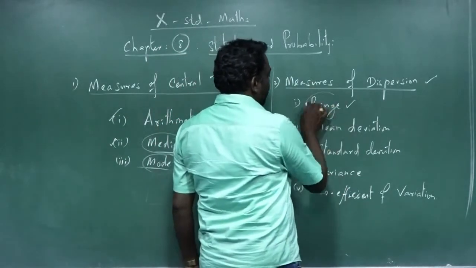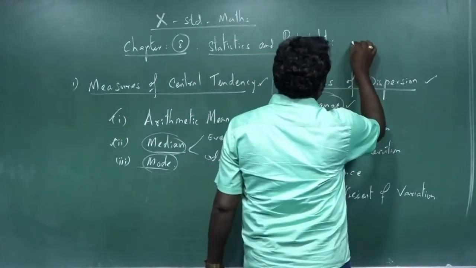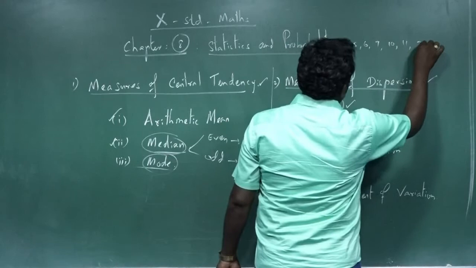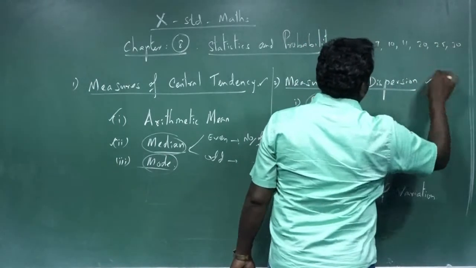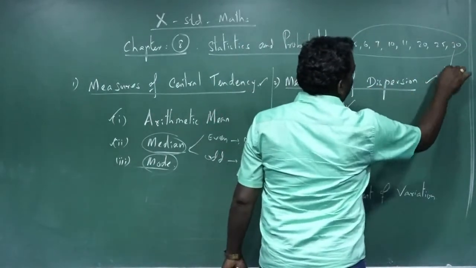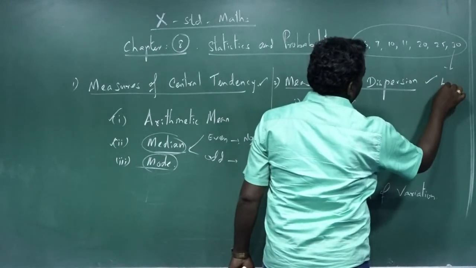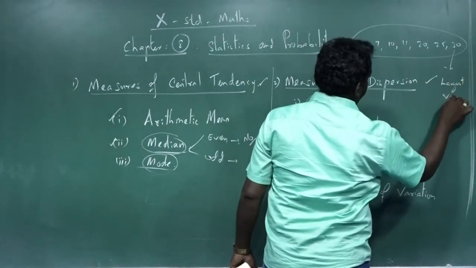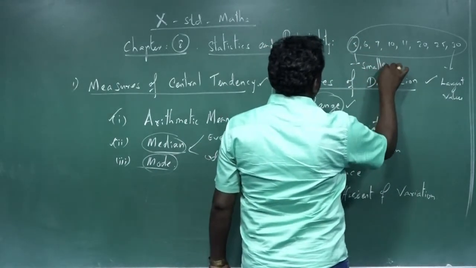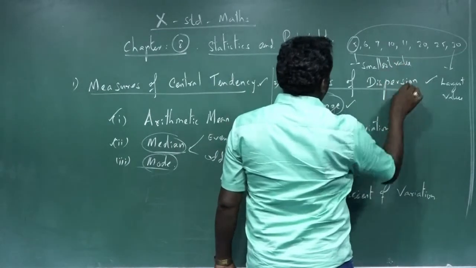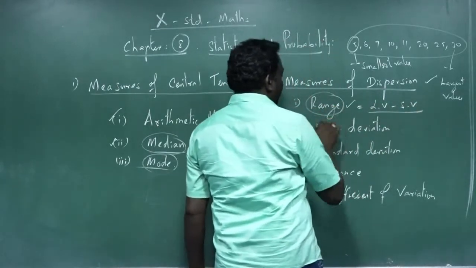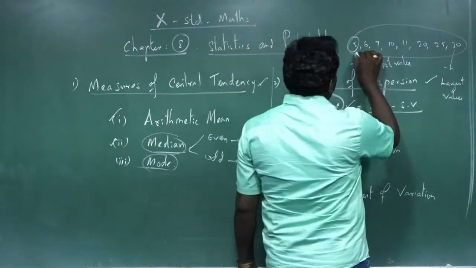For example, the first one you can take is range. Range means, for example, the data given are 5, 6, 7, 10, 11, 20, 25 and 30. In the given data, the maximum value is the largest value, and the first one is the smallest value. If you find the range, that is equal to the largest value minus the smallest value.